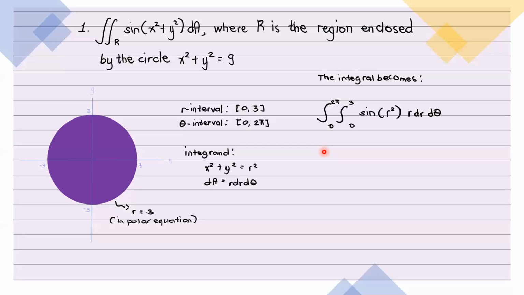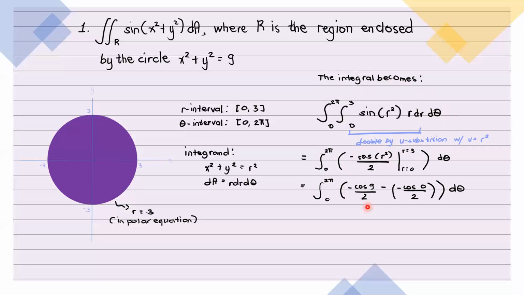Okay ba yun? Alright. So dito, ang pwedeng technique ay, sa inner integral ay u substitution where u is r squared. Okay? If you do that, you can verify that the antiderivative with respect to r is negative cosine of r squared over 2. So evaluate lang natin from 0 to 3. Kapag 3, we have negative cosine 9 over 2. Kapag 0, we have negative cosine 0 over 2.